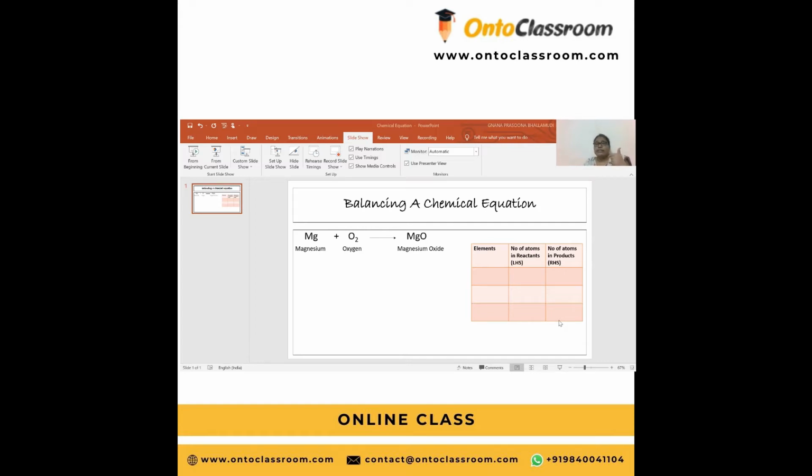We should write a chemical equation because when we write an equation in words, like a worded equation, it is not written properly. That means it is not precise. Second, it will take lots of time. And the third thing is that we cannot balance a worded equation. So for balancing an equation, we should represent it with symbols.